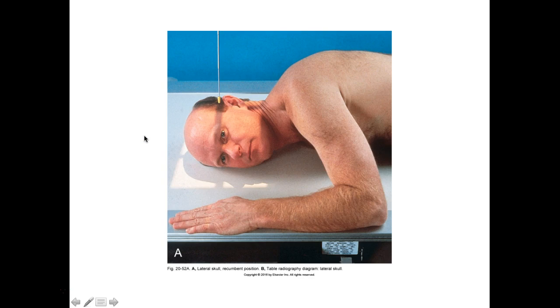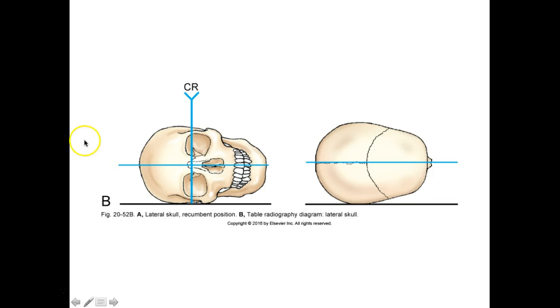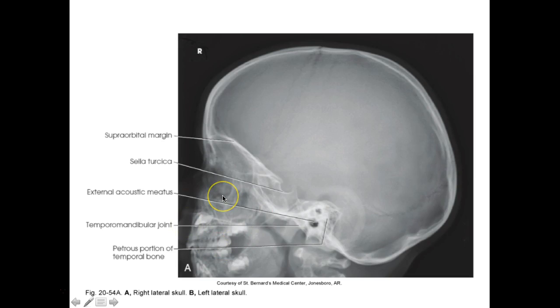And here is supine. So this is a prone recumbent position. So same thing, you're going to go in 2 inches superior to the EAM. You want your IPL perpendicular and your MSP parallel, and you want it straight. So you can see here, nice and straight, both lines. And what we're looking for in a good lateral skull is we want the orbital plates here, so the supraorbital margin.